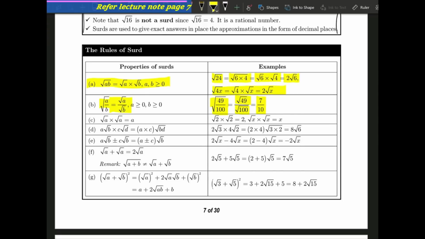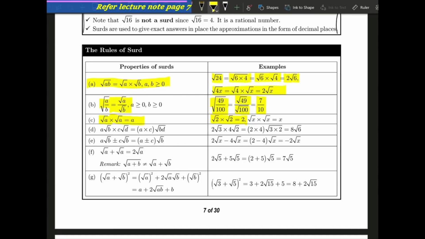Separate it. The next one, we have this property, which is surd A multiplied by surd A itself, it will become A. For example, we have surd 2 multiplied by surd 2 itself, it will become 2. Correct. A surd multiplied by itself simply eliminates the surd.